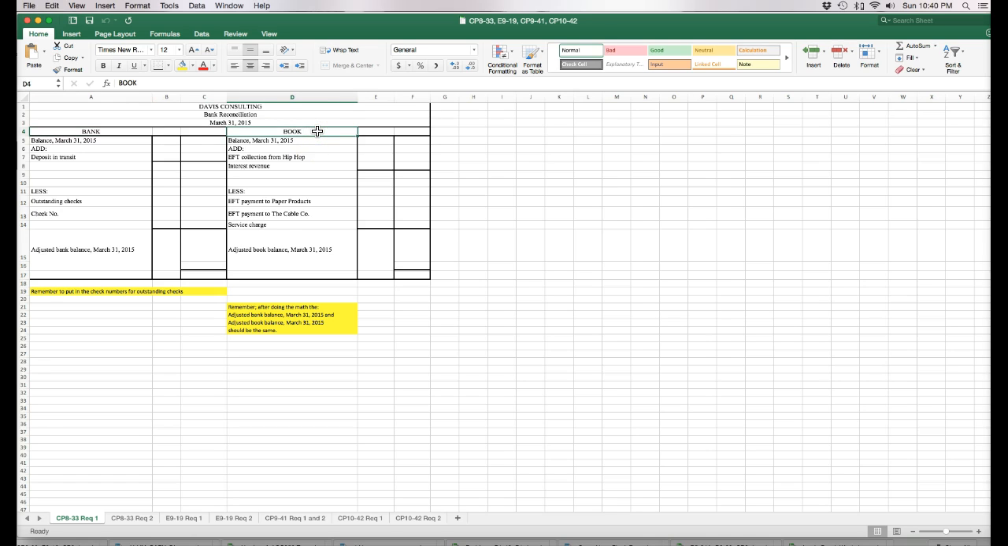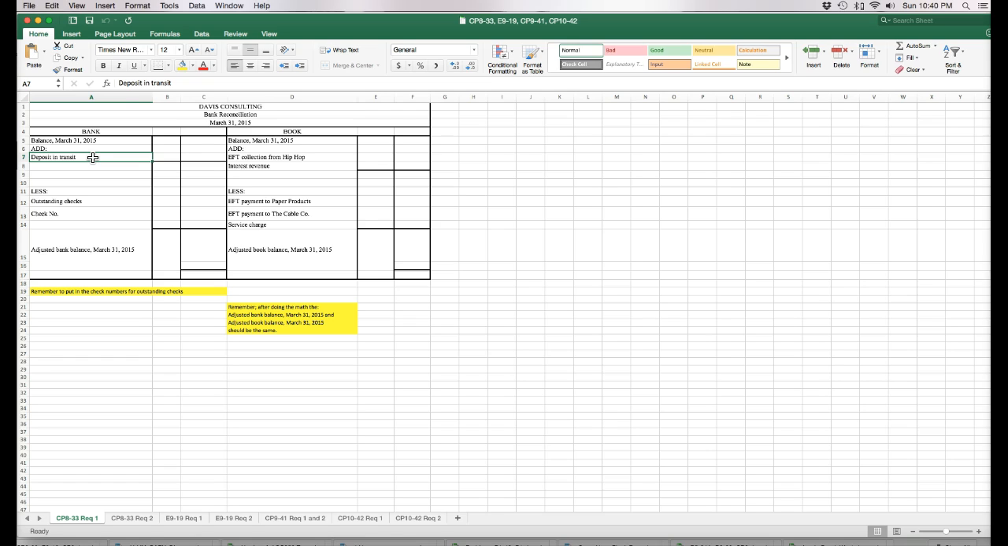The book side is that which the business has, Davis Consulting, and that's represented by the cash T account. So what you're going to be doing is putting the bank balance in here as of March 31st, 2015. So you're going to put the ending balance of the bank statement. You're then going to add any deposits in transit. Now, a deposit in transit is a deposit that you have made and you have recorded in your books, but it has not yet hit the bank statement.